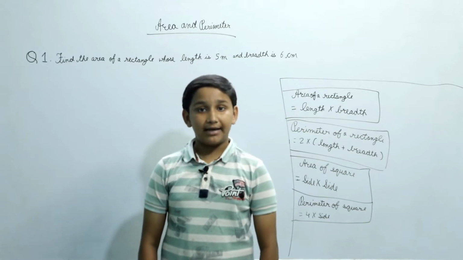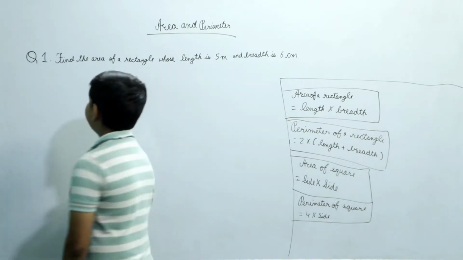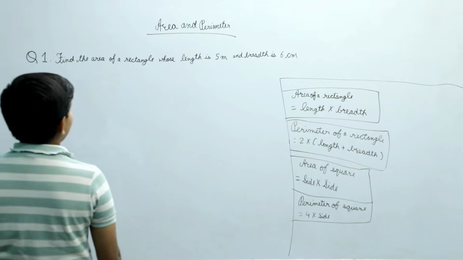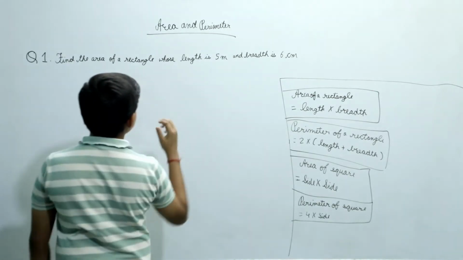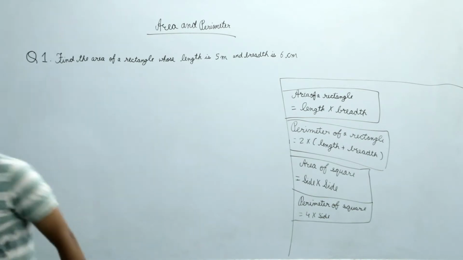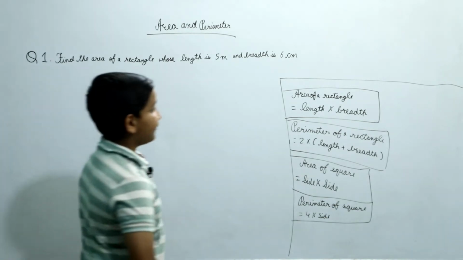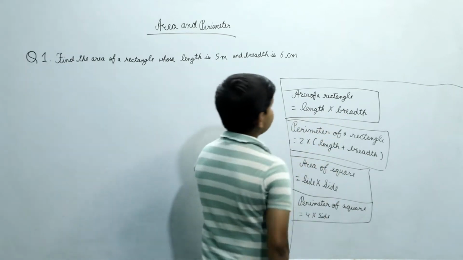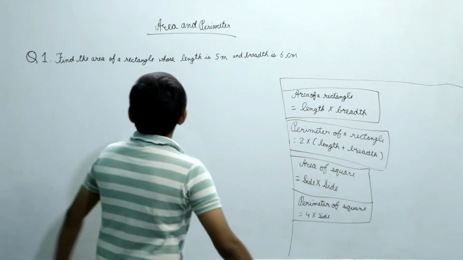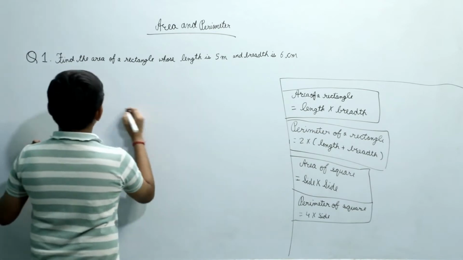Of square and rectangle. So let's begin. Our first question is, find the area of a rectangle whose length is 5 meters and breadth is 6 meters. To find the area of a rectangle, there is a formula of length into breadth. So we will use this formula to solve this question.